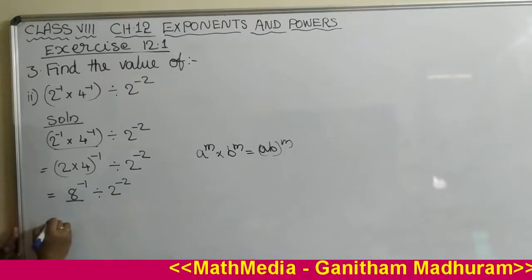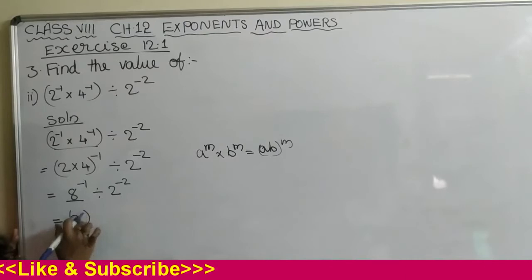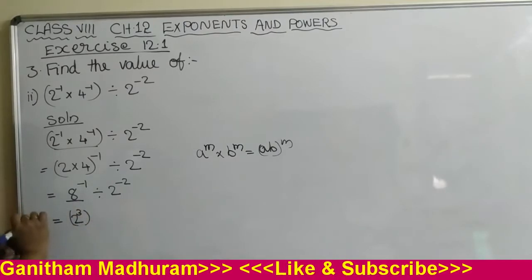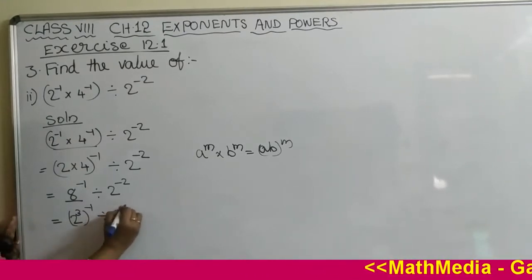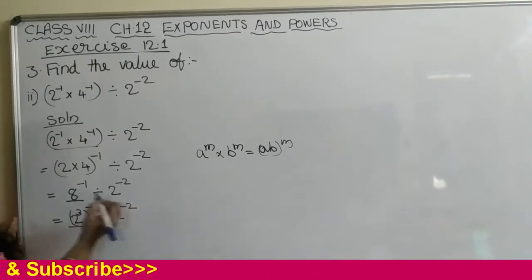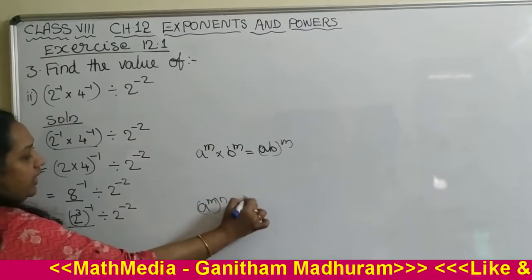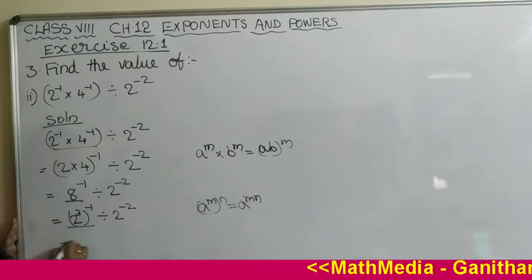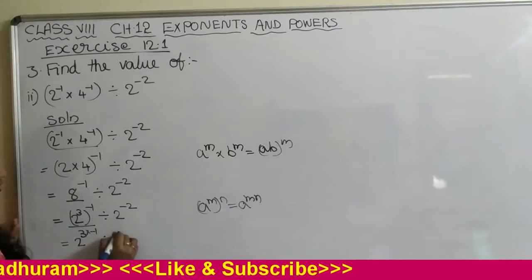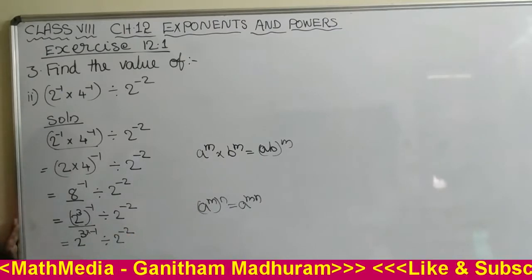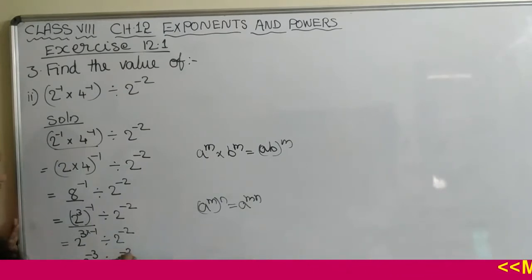8 can be written as 2 cube. So (2 cube) raised to minus 1 divided by 2 raised to minus 2. Here we can use the law (a raised to m) whole raised to n equal to a raised to mn. So 2 raised to 3 into minus 1 divided by 2 raised to minus 2, which gives 2 raised to minus 3 divided by 2 raised to minus 2.